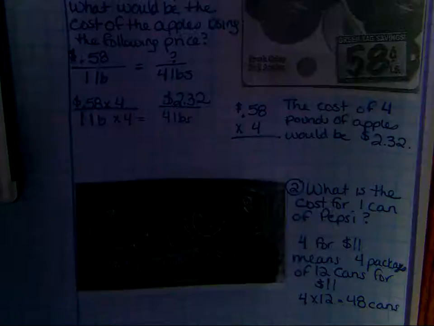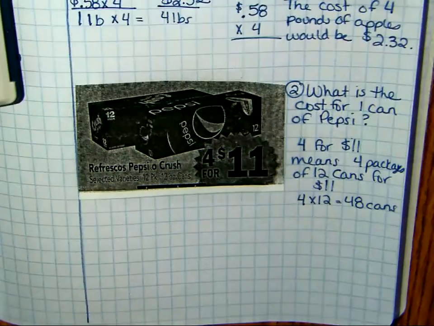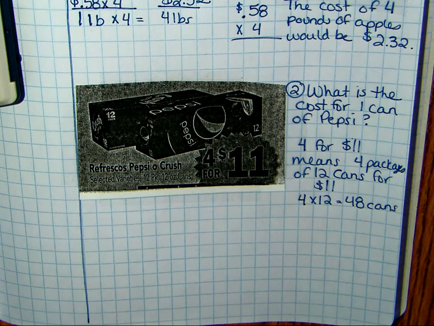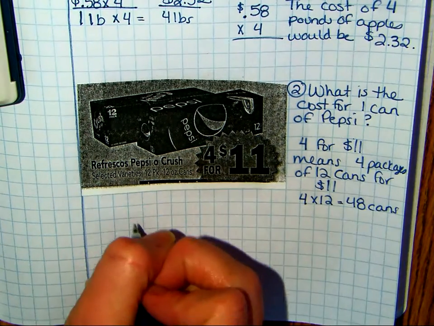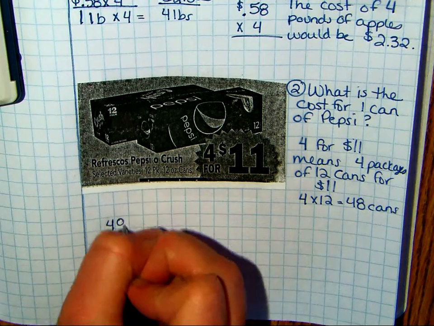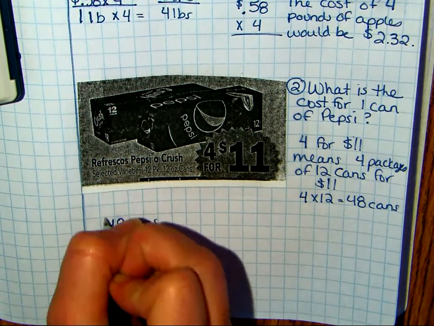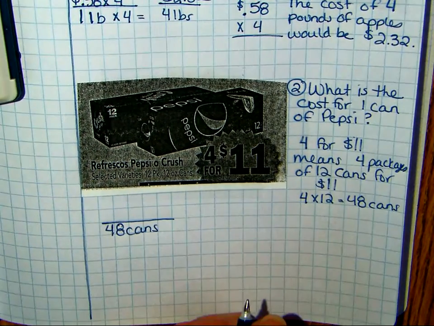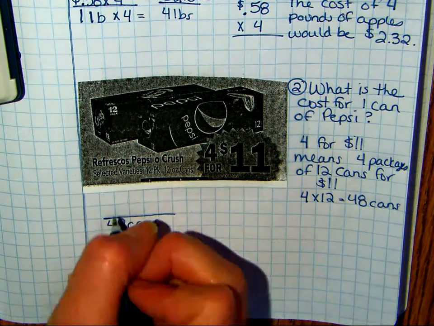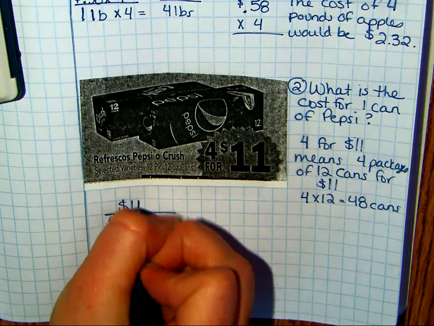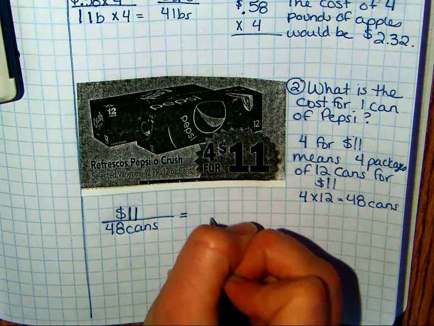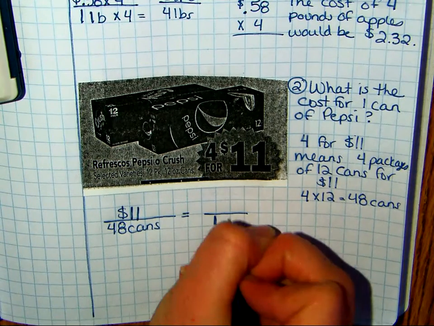Now that we've figured out that we have 48 cans, we need to figure out what 1 can would cost. So we're going to do our proportion. We're going to do 48 cans. And how much does 48 cans cost us according to this ad, class? $11. Yeah. But we want to figure out what 1 can would cost.